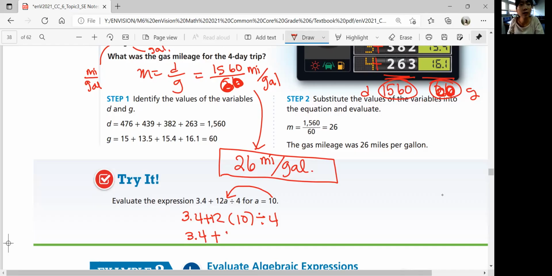Multiplication, 12 times 10 is 120. And divided by 4, 30, okay? So 30 plus 3.4 is 33.4. And that is your final answer.